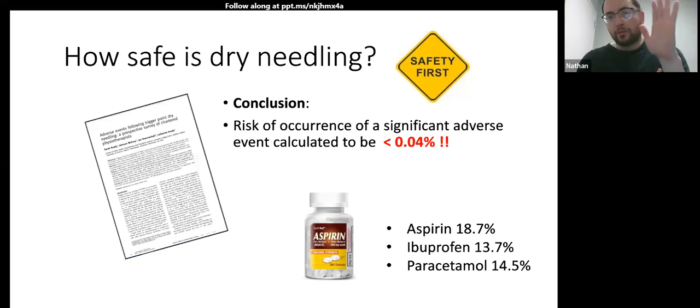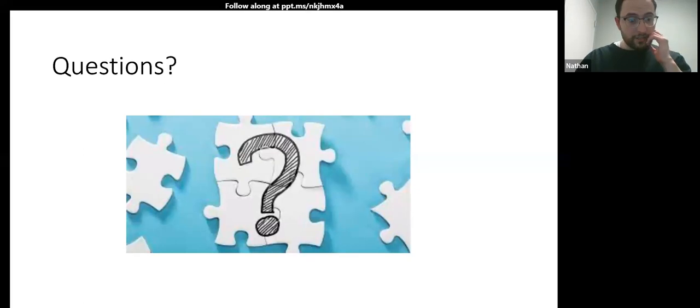The main thing people are worried about is hitting the lung, which I've been trained very carefully not to do. I've been doing it for 2 years and have not punctured anyone's lung, so everyone can rest assured that won't happen. But that's pretty much it. If you think about the statistics, it's a 0.04% adverse reaction rate compared to some over-the-counter medications like aspirin, ibuprofen, and so forth. That's pretty much what I have right now.